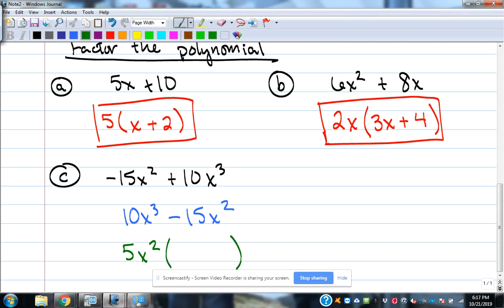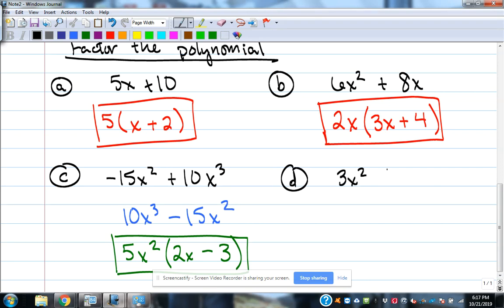What's left in the parentheses? Two x minus 3. Good job. Three x squared plus 9x to the 4th.